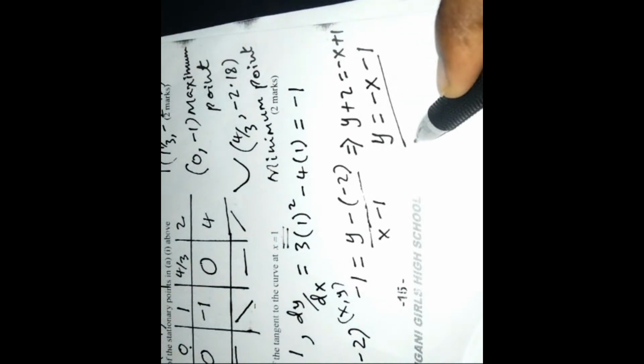1, negative 2. So this is the equation of the tangent at that particular point. The next is telling us to find the equation of the normal to the curve at point x equals 2. So at x equals 1, the value of y, we've just identified it as negative 2. Now, a normal is usually perpendicular to the tangent at that particular point.